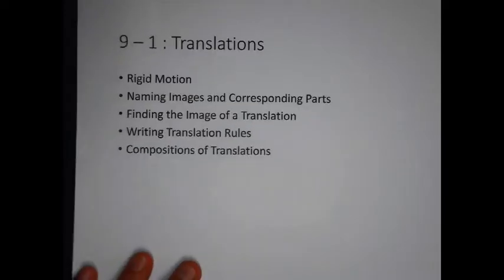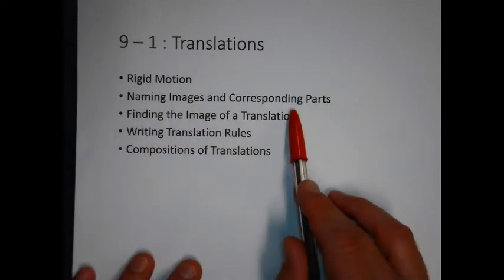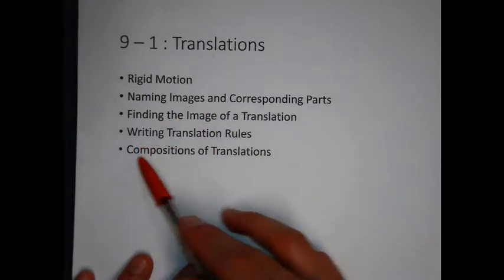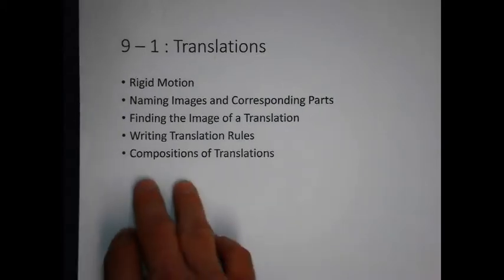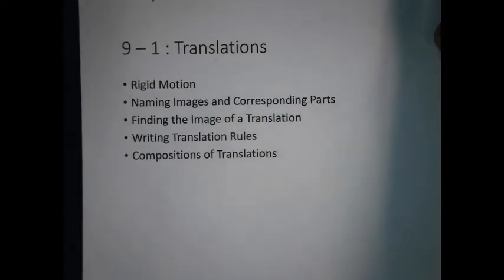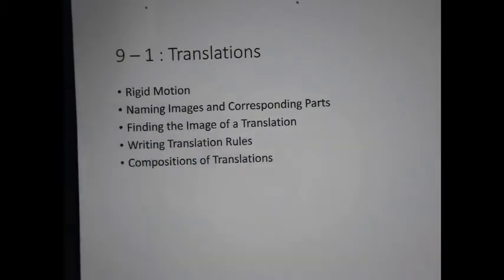So look at all the things we're going to learn. We're going to learn about naming images and corresponding parts, finding the image of a translation, writing translation rules and compositions of translations. We're going to do all of that right about now. But to begin, we're going to start with a neat little activity.